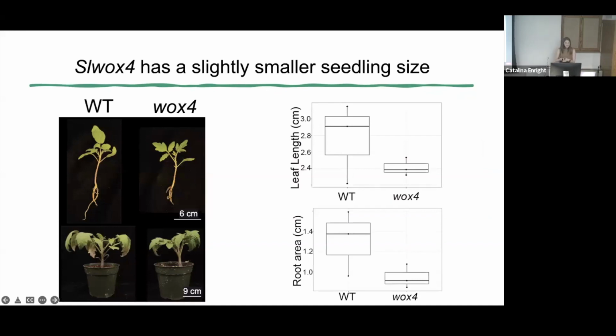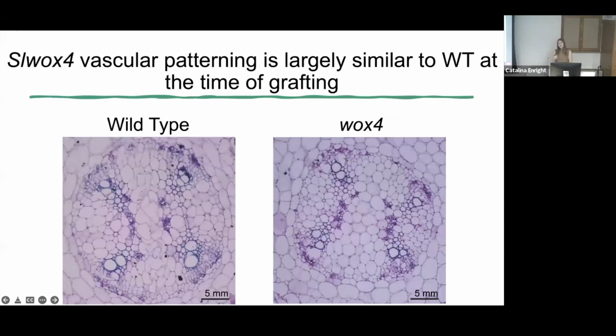First, we wanted to check out the mutants because they hadn't really been analyzed yet. And we found that the WOX4 plant was slightly smaller. It had a reduced leaf size and reduced root size, but the vascular arrangement inside of it, so the xylem are these very large blue stained cells down here, looked pretty similar. There's not any severe mutations or really strong phenotypes. So we were confident that there wasn't anything largely wrong with our plants going into grafting.